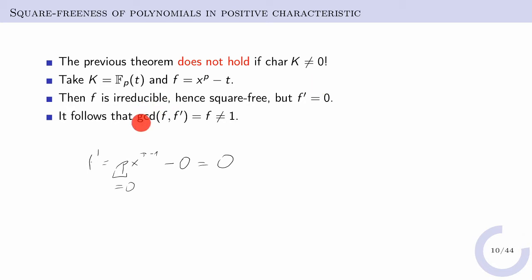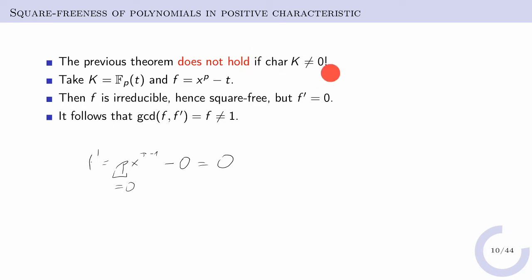And the greatest common divisor of anything and 0 is, of course, this anything. So the greatest common divisor of f and f prime is just f. And it is not 1. But on the other hand, the polynomial f is irreducible, so it is trivially square free, because in a factorization into irreducible factors there is only one factor, f itself, of exponent 1. So f is square free, but this condition does no longer hold.